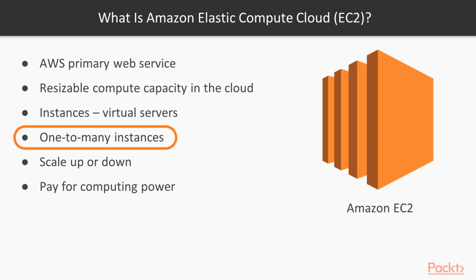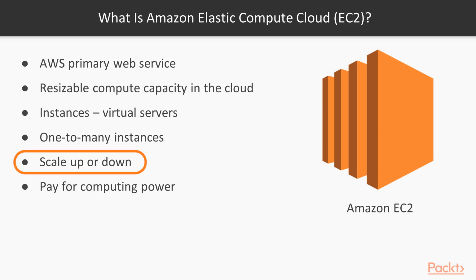You can use Amazon EC2 to launch as many or as few virtual servers as you need, configure security and networking, and manage storage. It enables you to scale up or down to handle changes in requirements or spikes in popularity, reducing your need to forecast traffic.